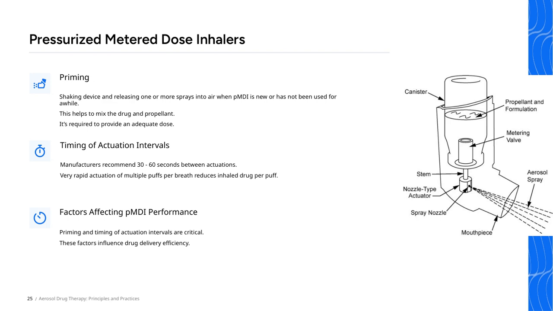Now, about priming. When you first get a new PMDI, or if it hasn't been used in a while, shaking the device and releasing one or more sprays into the air is essential. This process helps mix the drug and propellant thoroughly, ensuring you get an accurate and effective dose each time. So, in essence, proper priming and mindful timing between puffs are key to maximizing the effectiveness of your inhaler therapy.